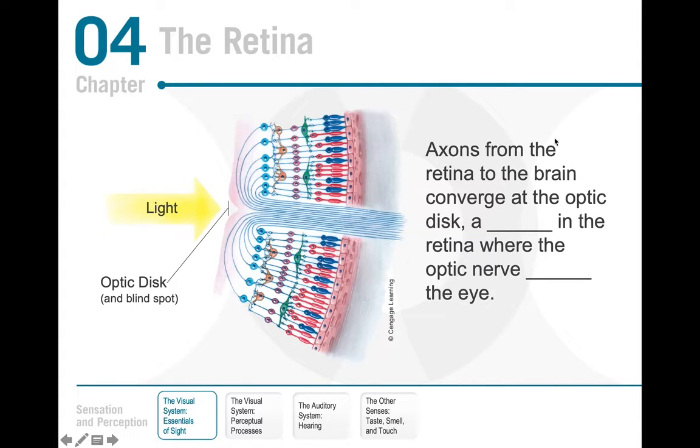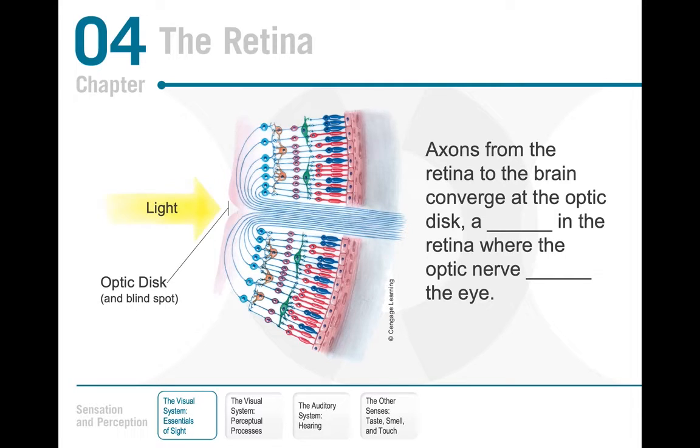So axons from the retina to the brain converge at what we call the optic disc, which is also known as a blind spot. It's basically like a hole in the retina where the optic nerve leaves the eye. Now, the interesting thing about this is, if an image happens to fall on this hole, this optic disc right here, you literally cannot see anything. It is what we call your blind spot.